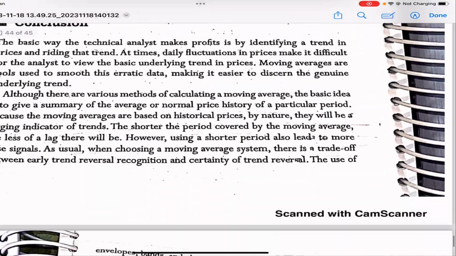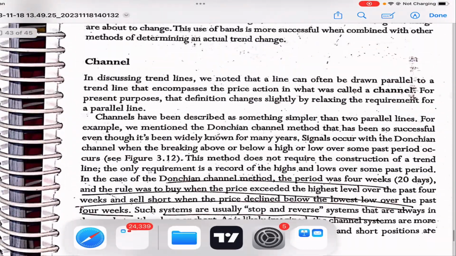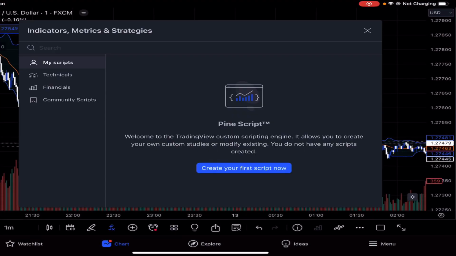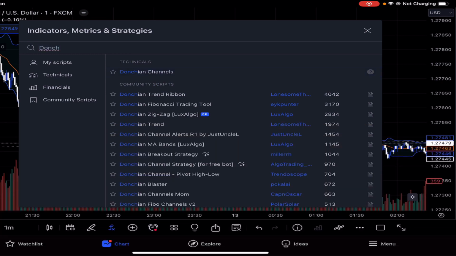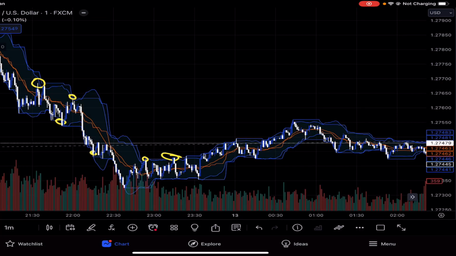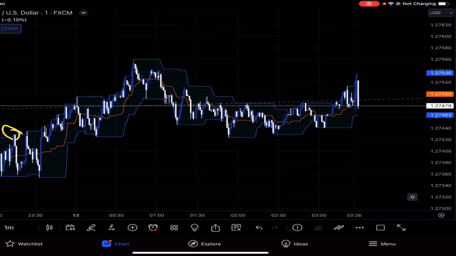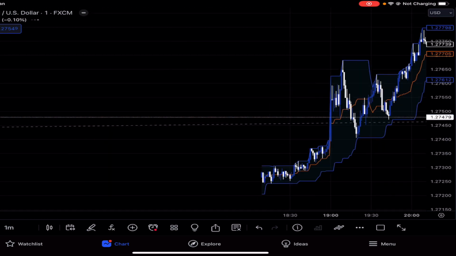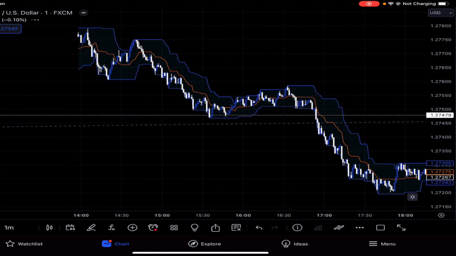Okay, next we come to the Donchian channel. So what exactly is the Donchian channel? Let me just show it to you on the chart itself. See, this is a very famous indicator. Let me remove the BB and volume as well. Yeah, this is the Donchian channel. So this is how a Donchian channel looks, and you can set the length to whatever you want.